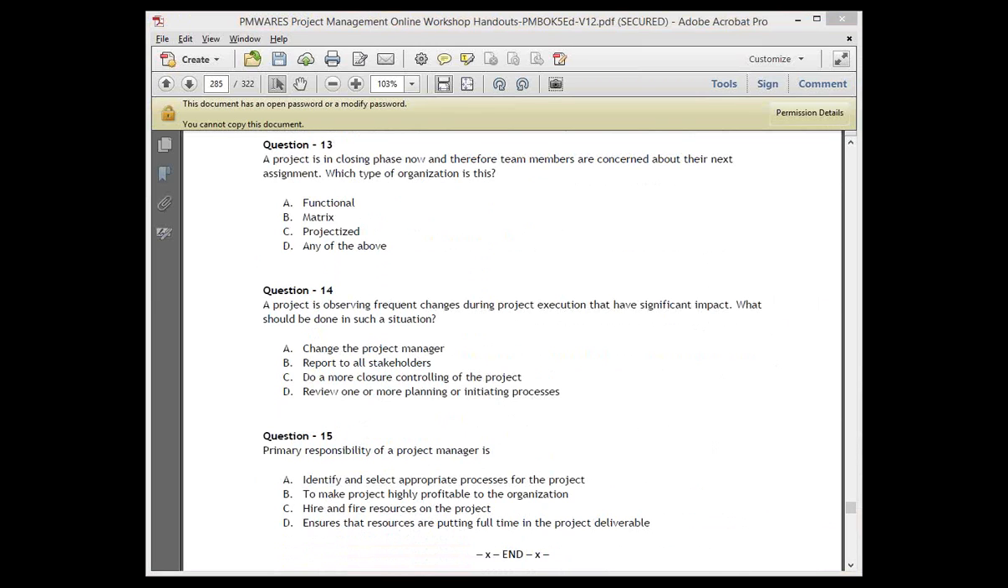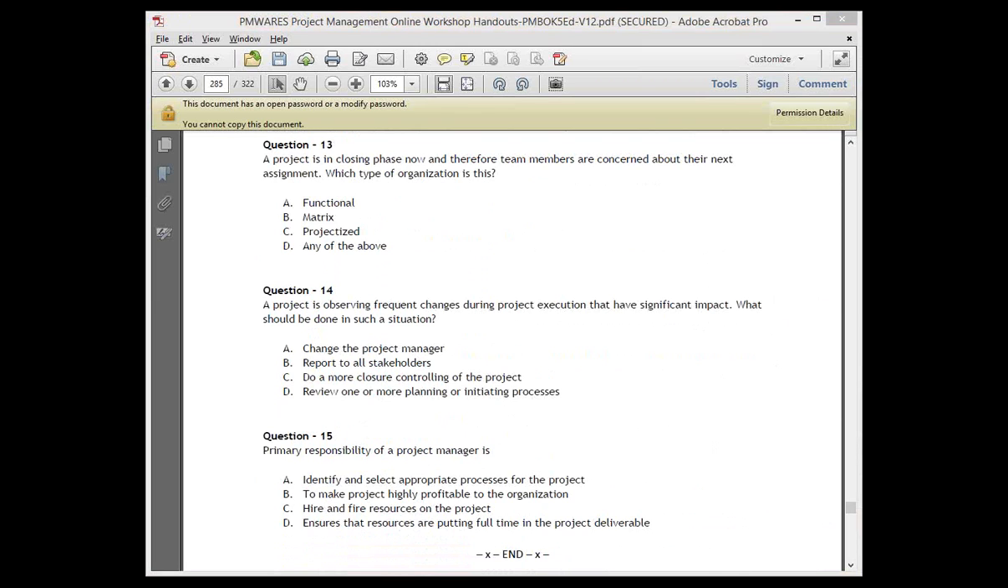Identify and select appropriate process for projects. Right. So I think this is understood: making a project highly profitable is not the project manager's primary responsibility. Hiring and firing resources is not the project manager's primary responsibility. Ensuring that resources are putting in full time is also not the project manager's primary responsibility. It is not about putting in full time, but about them giving their full effort and working on the delivery. So identify and select the appropriate process for the project.